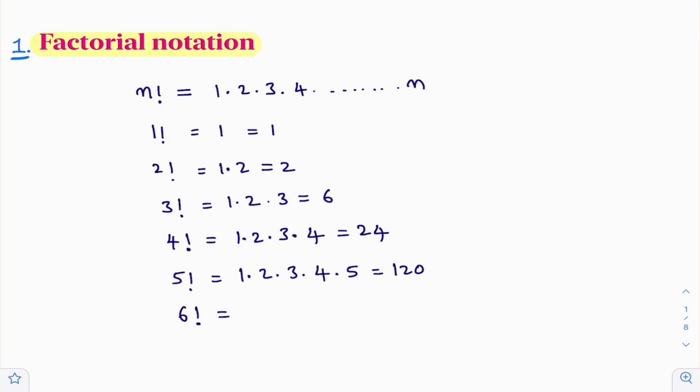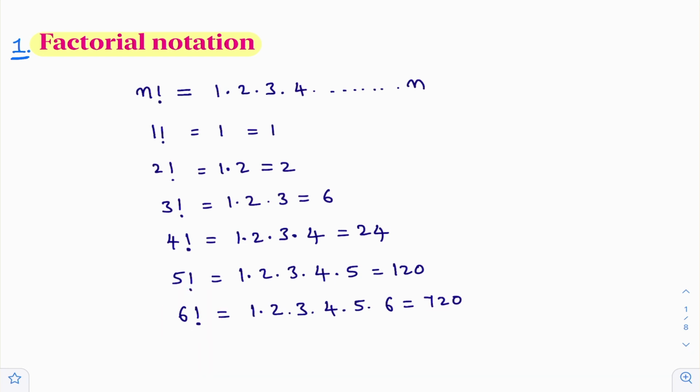6 factorial is what? 6 factorial is product of first 6 natural numbers, right? 1 into 2 into 3 into 4 into 5 into 6. Here 5 factorial is 120, so 120 into 6 is 720. Better memorize these things. 6 factorial means directly you need to memorize it is 720.